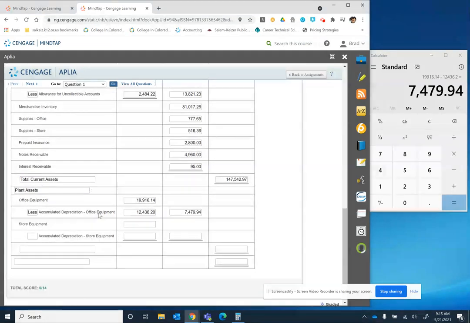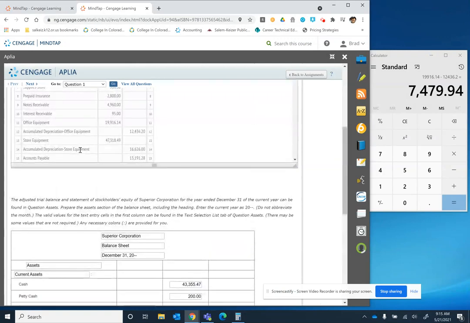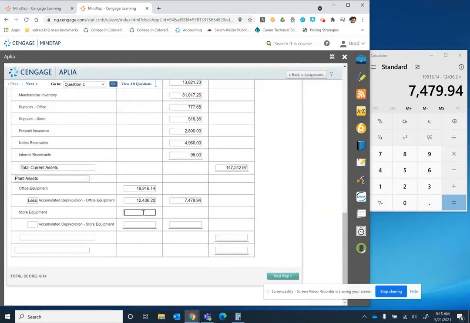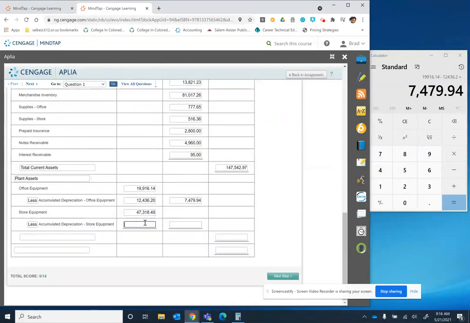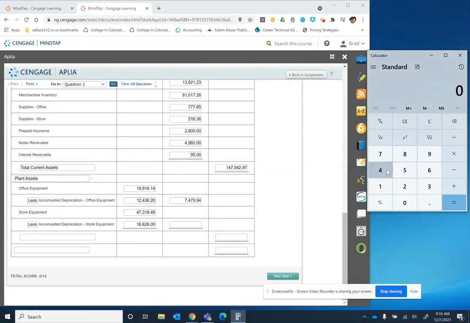Then we will find out how much our store equipment is worth. So store equipment is $47,318.49. And we're going to subtract our depreciation for the store equipment. And that's going to be 16,626. And no cents.